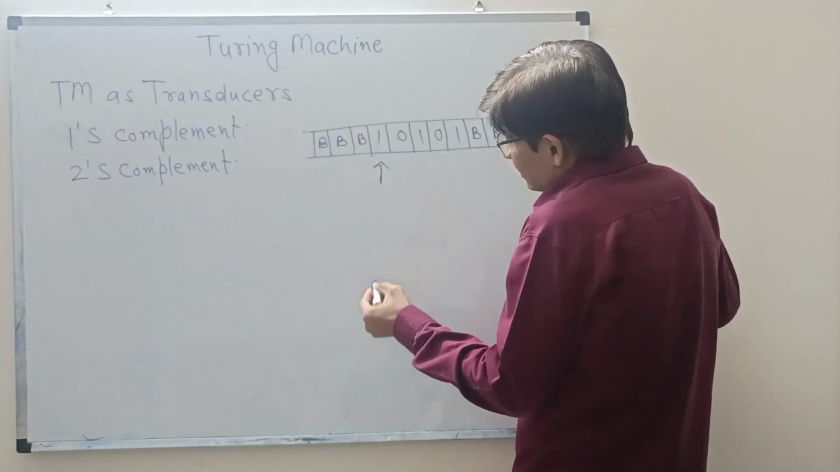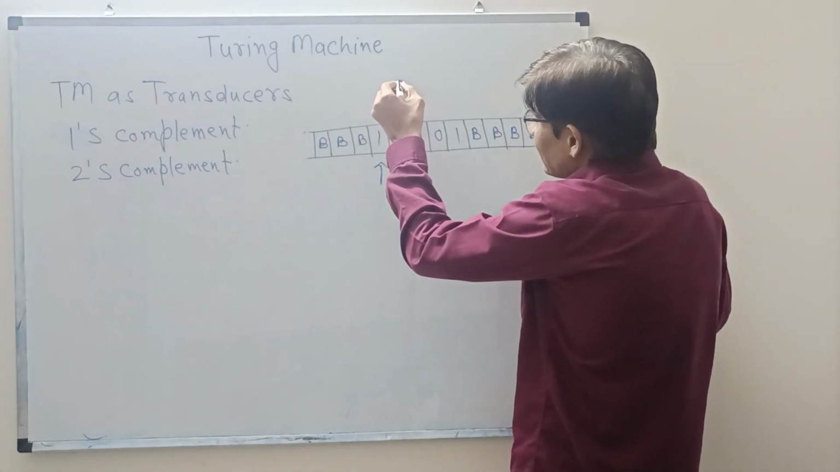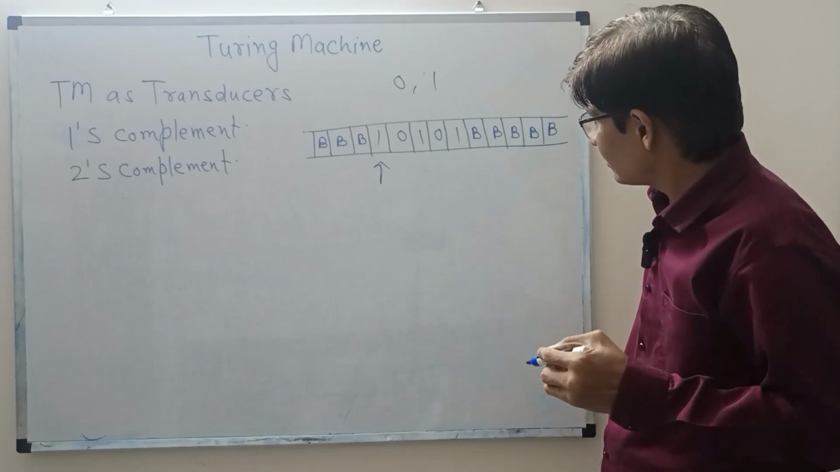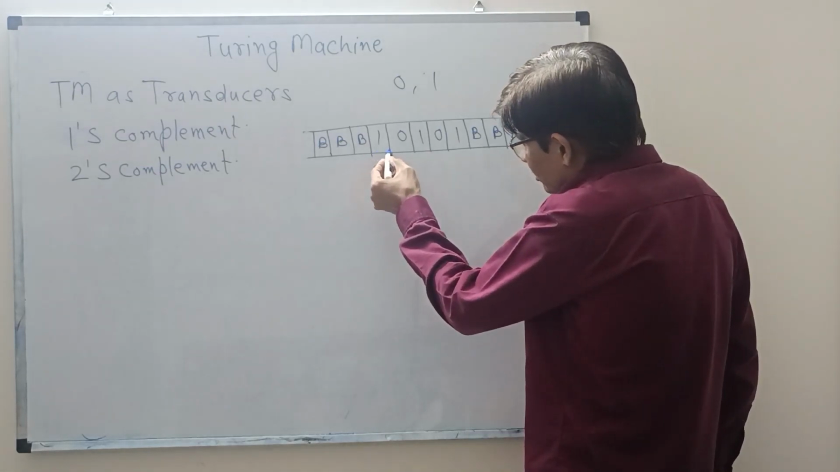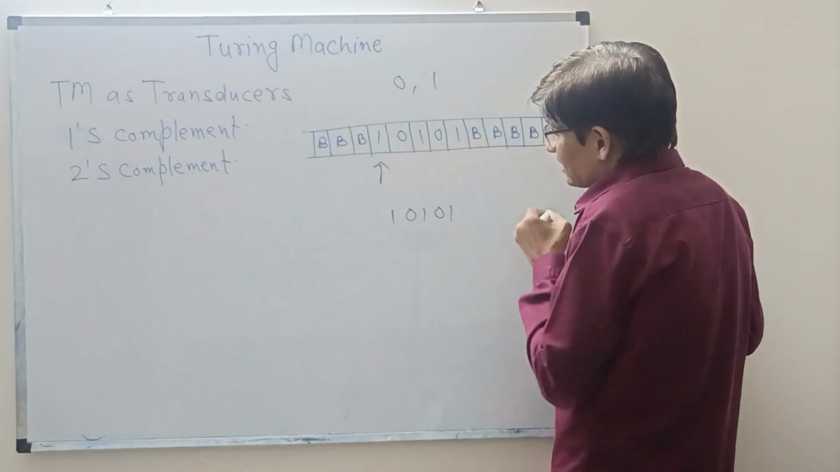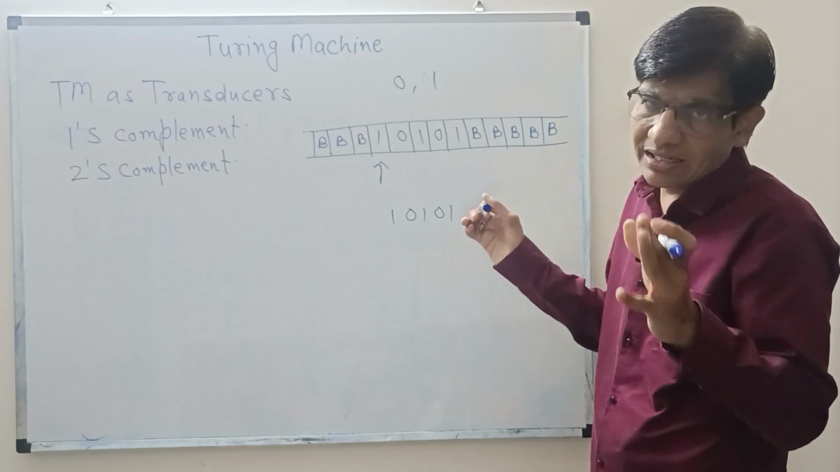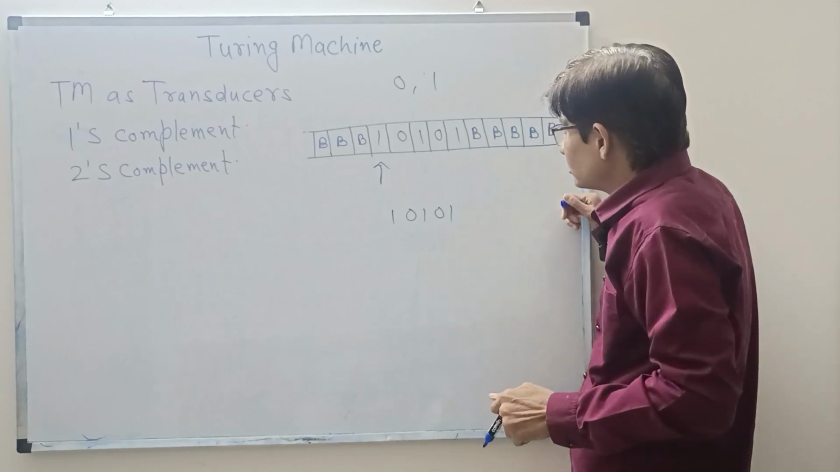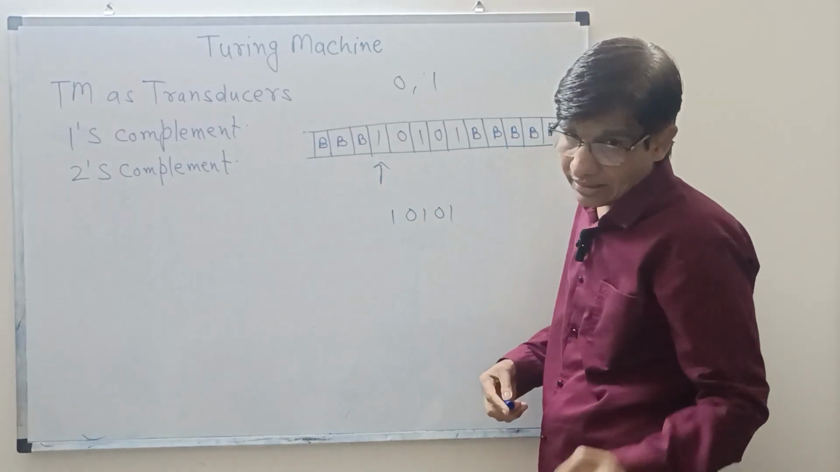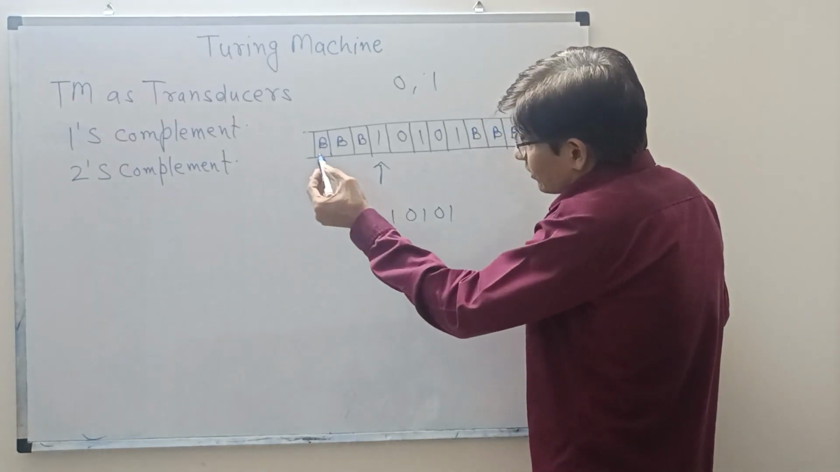Now, for one's complement and two's complement, we will use binary numbers, and in binary numbers you can use only 0 and 1. Two digits are there. So suppose this is your number, 10101, which is stored on the tape, and before this and after this there may be any number of blank symbols. So first, I will tell you the logic, and then I will create the transition diagram of this Turing machine. So you can see here the logic for one's complement.